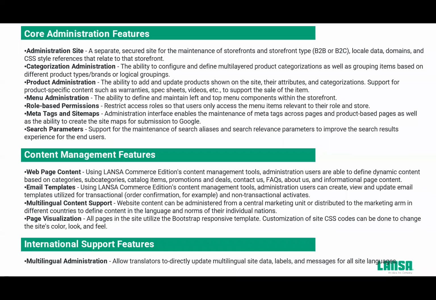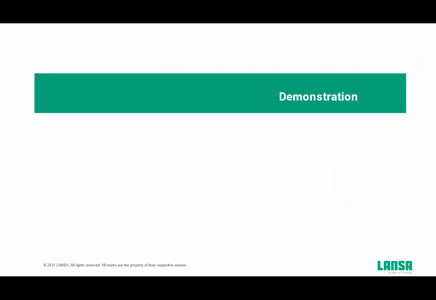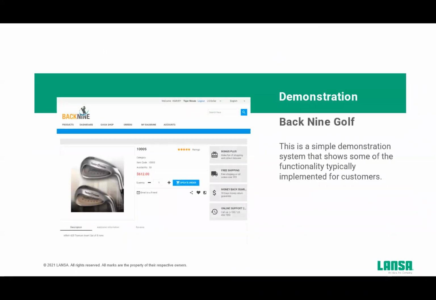Content management features also, like email templates as an example, so that you don't have to keep going back to IT to say, I want to change this email that we're sending out for this month's specials. You can do that in the maintenance configuration after the fact as a person in your marketing department. And international support features, well, multilingual administration also, as I mentioned before. All right, so that was a really fast view of a little bit of some of the features that we provide.